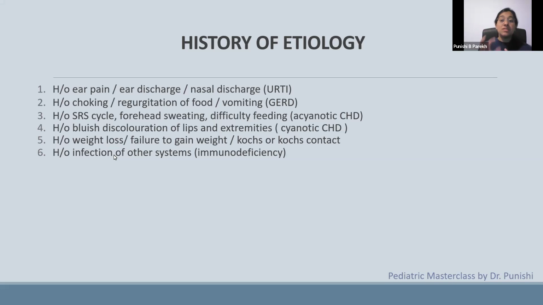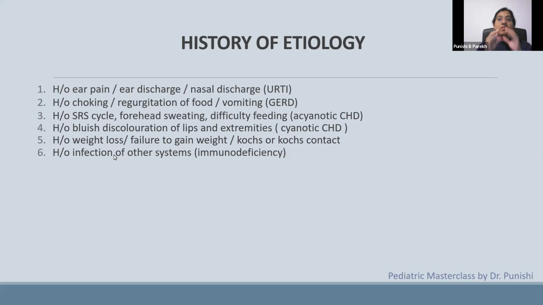All of these point towards the probability of having an underlying acyanotic CHD, which is predisposing the child to having a respiratory tract infection. Next, for a cyanotic CHD, history of bluish discoloration of lips or extremities, which refers to cyanosis. Other than that, two important questions that you need to ask: if the child has chronic cough or has other associated features like weight loss or failure to weight gain, failure to thrive, or Cox contact.